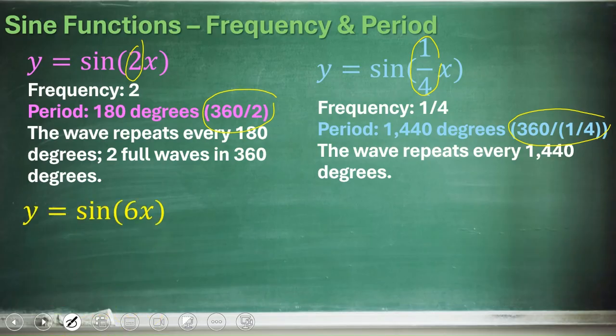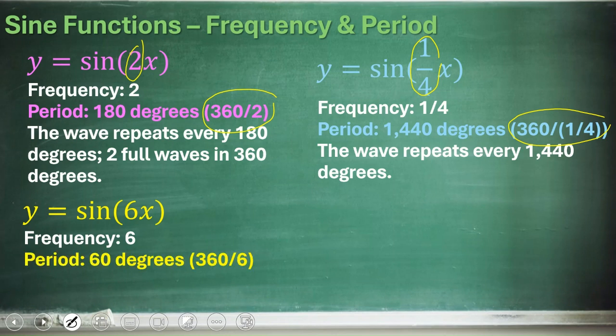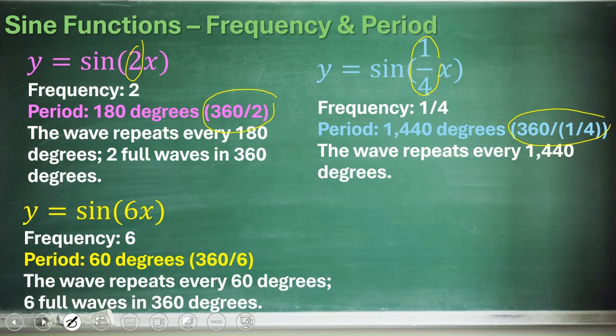Okay. Next up, we have y equals sine of 6x. Our frequency is, did you say 6? If you did, you're correct. That means our period is 60 degrees, and we find that because 360 divided by 6 is 60. So we could think about this as a wave repeats every 60 degrees, and we are going to have 6 full waves within 360 degrees. So that's like 6 times what we would normally have.